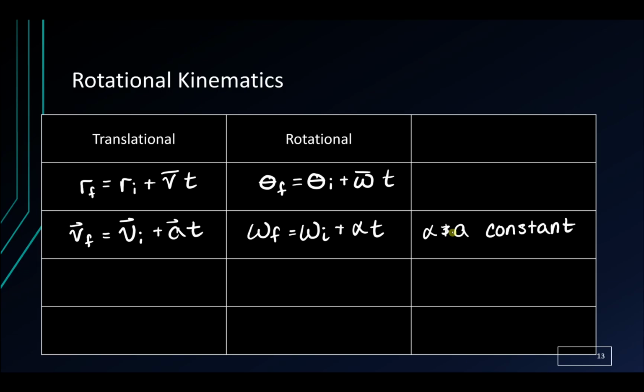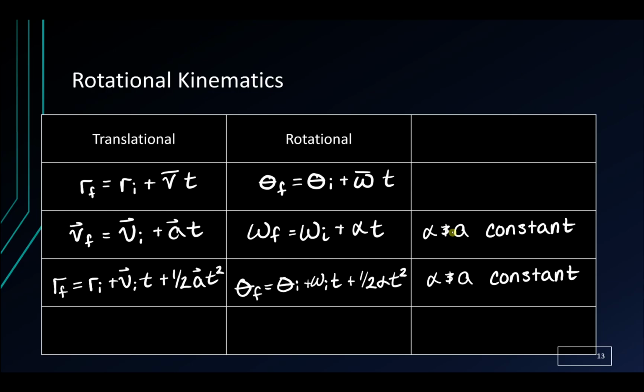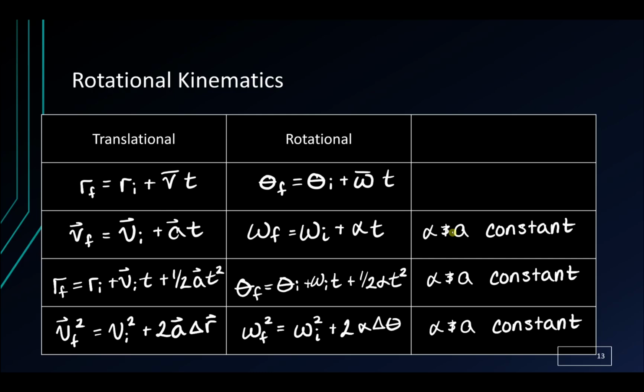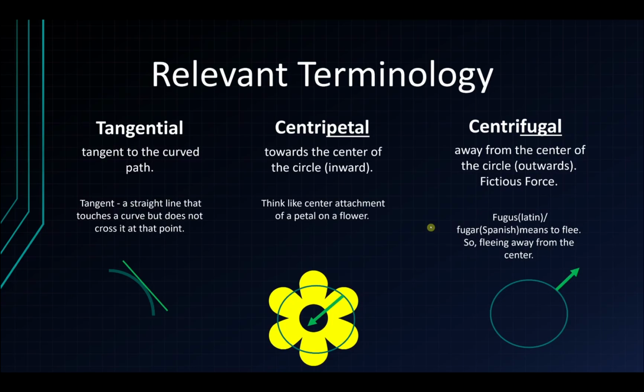And this is true for all the rest of the kinematic equations, right? They have a rotational counterpart. And it's important to remember that in all of these, our linear acceleration had to be constant for translational or linear kinematics, and so our angular acceleration has to be constant for rotational kinematics. So what about that centripetal force?